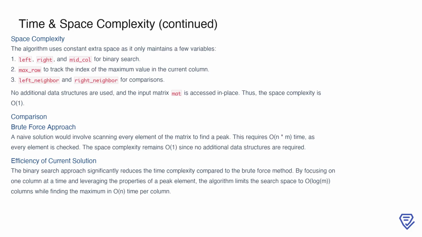Now, if we compare this to a brute force approach, the naive method would involve scanning every single element in the grid, resulting in a time complexity of n*m. However, the space complexity remains O(1), since no extra data structures are used in either approach. The efficiency of the current solution lies in its ability to drastically reduce the time complexity by narrowing down the search space to just log m columns while still finding the maximum value in n time for each column.